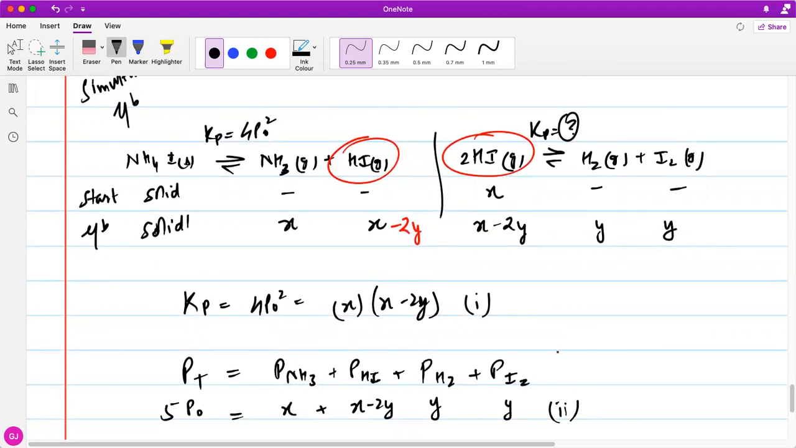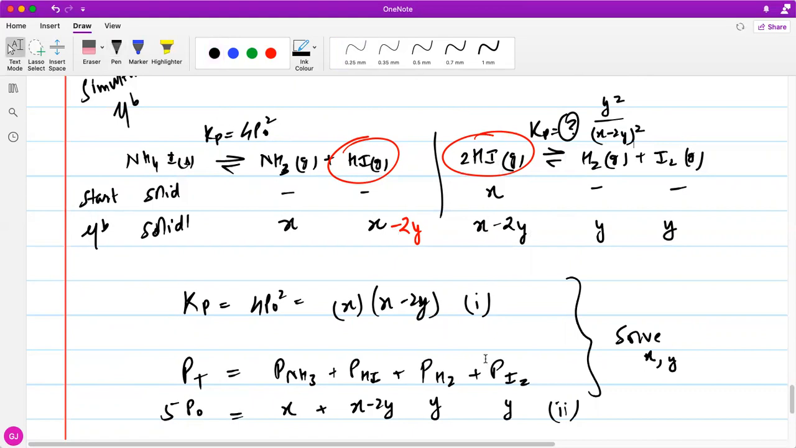Based on this, you will get your answer of X and Y. Right? Solve X and Y. And then you will get the expression of Kp. Kp is Y square upon X minus 2Y ka whole square. Right? So you will be able to solve for it. Okay. Next question.